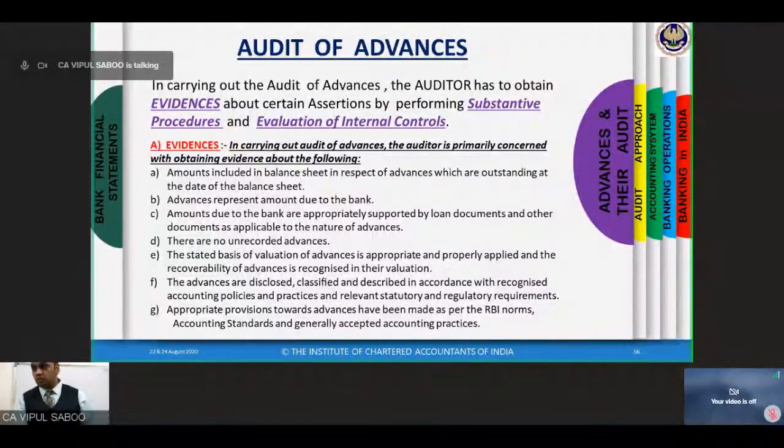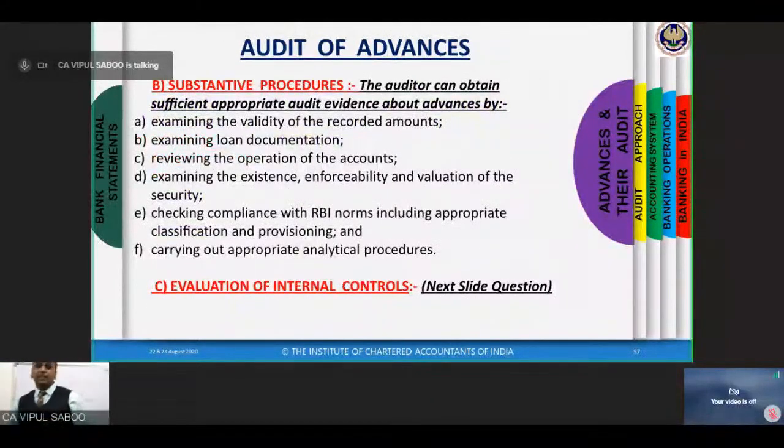So this is one question over here in audit of advances. What do you want from advances? The auditor wants to obtain evidence with respect to which assertions? Then substantive procedures. What substantive procedures does the auditor carry out? The auditor carries out substantive procedures to obtain audit evidence. So vouching and verification basically examine the validity of the recorded documents, whether the document furnished to the bank is not time barred.